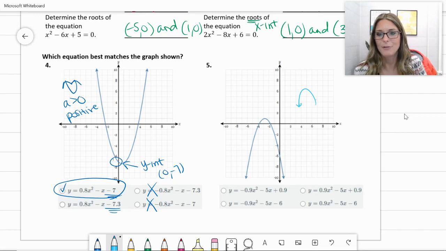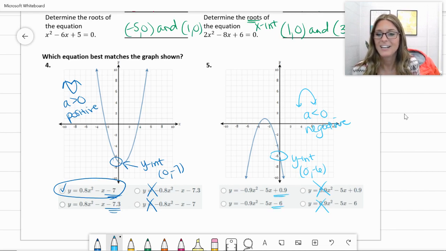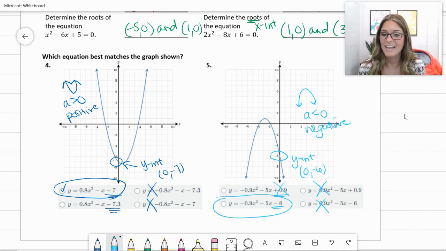We've got an upside down frowny face parabola. I know that a is less than 0 or it's negative. So the beginning of this function would start with a negative. Again, I'm going to eliminate these last two answer choices and then check out where it's crossing the y-axis. It looks like it's crossing the y-intercept at 0, -6. So I'm going to check out my last constants here. Those do represent our y-intercepts. It's not 0.9. It's this answer choice, -0.9x squared minus 5x minus 6.